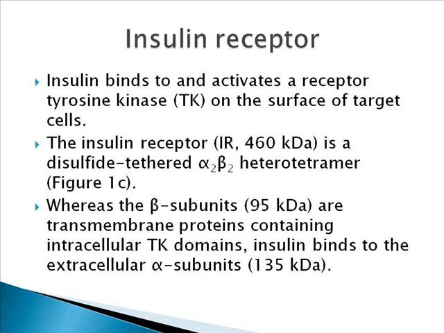Insulin binds to and activates a receptor tyrosine kinase, known as TK, on the surface of target cells. The insulin receptor is a disulfide-linked alpha-2 beta-2 heterotetramer, while the beta subunits are transmembrane proteins containing intracellular TK domains. We shall first see the presence of a tyrosine on the surface of the central B chain alpha helix, tyrosine B16, to introduce the aromatic derivative PAP. We see that PAP B16 undergoes rapid and efficient photo-cross-linking to the insulin receptor.